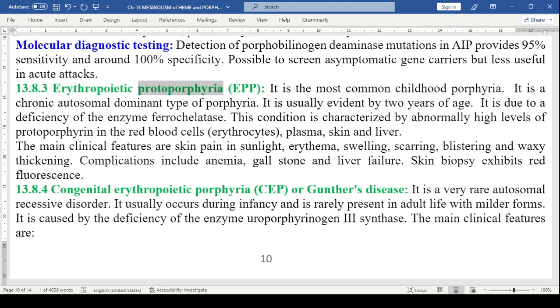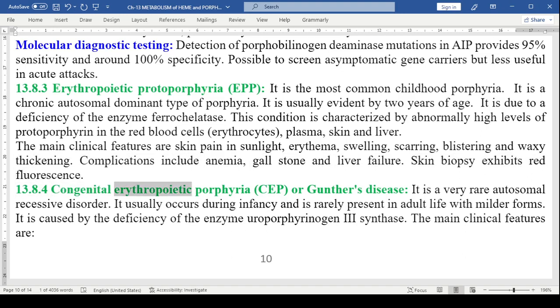13.8.3 Erythropoietic protoporphyria, EPP, is the most common childhood porphyria. It is a chronic autosomal dominant type of porphyria. It is usually evident by 2 years of age. It is due to a deficiency of the enzyme ferrochelatase. This condition is characterized by abnormally high levels of protoporphyrin in the red blood cells, erythrocytes, plasma, skin, and liver. The main clinical features are skin pain in sunlight, erythema, swelling, scarring, blistering and waxy thickening. Complications include anemia, gallstones, and liver failure. Skin biopsy exhibits red fluorescence.